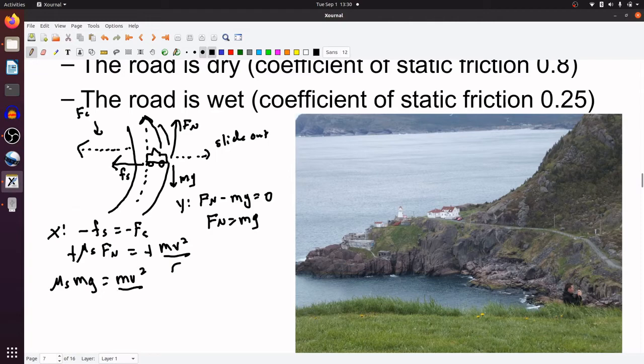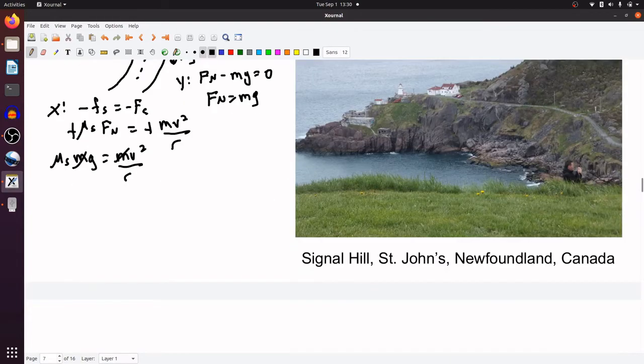And that gives me mu s mg equals mv squared over r. You're thinking, oh, the m's cancel. Oh, yes, the m's do cancel. That's going to give me mu s g equals v squared over r, or let's just get something in terms of v. That's going to give me the square root of mu s g r. Mu s g r, I like saying that.